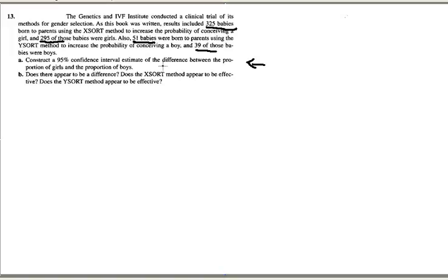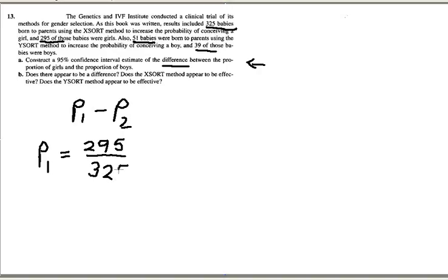And again, the key here is that they're asking for the difference. So in other words, they want to know the difference between P1 and P2. Whenever we see the word difference, we want to think subtract. First of all, we'd have to calculate what our P1 is. Our P1 is the proportion of girls when they use the XSort method. Once again, it's going to be our total number of girls born over the total number of babies.